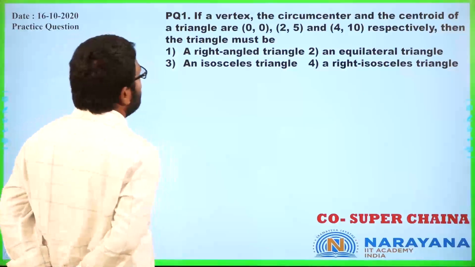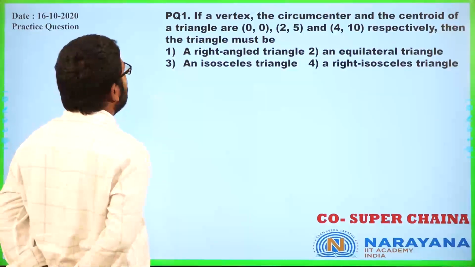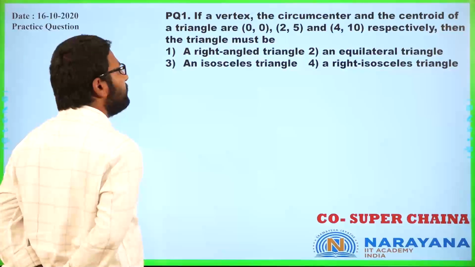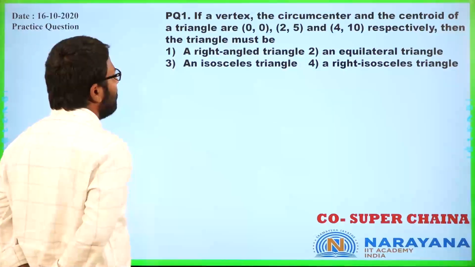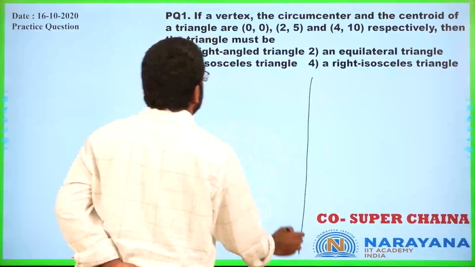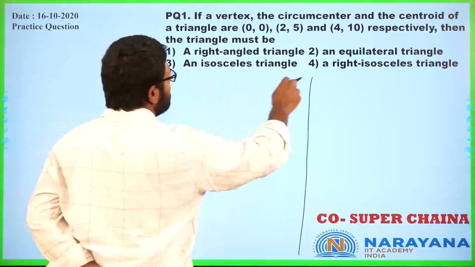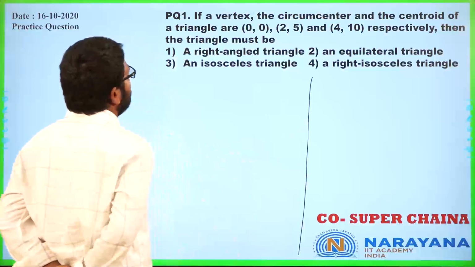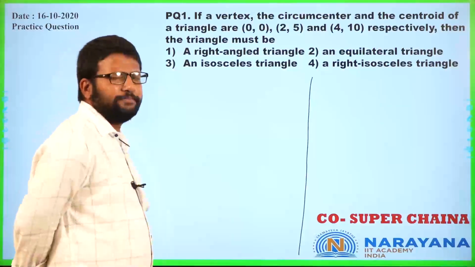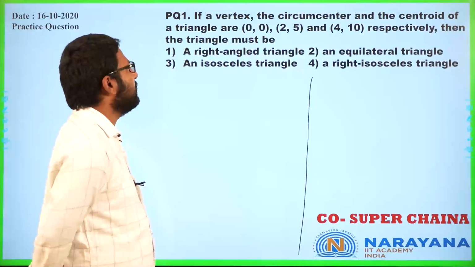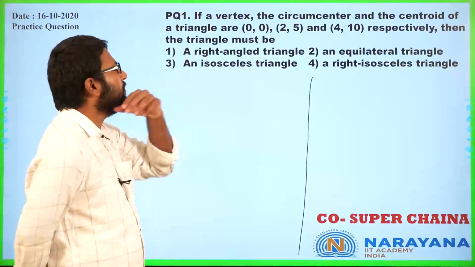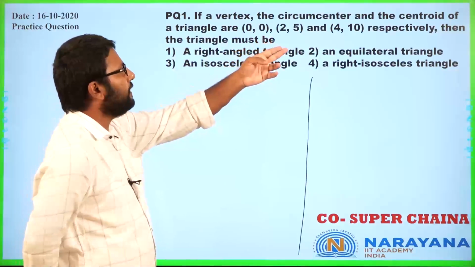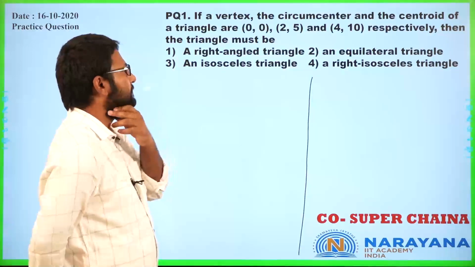If a vertex, the circumcenter and the centroid of a triangle are 0, 0, 2, 5 and 4, 10, then the triangle must be what? What kind of a triangle? Right angle, isosceles, equilateral, right isosceles. Okay. Only 3 points are given. Not even 3 vertices. One vertex is 0, 0. Circumcenter is 2, 5. Centroid is 4, 10.